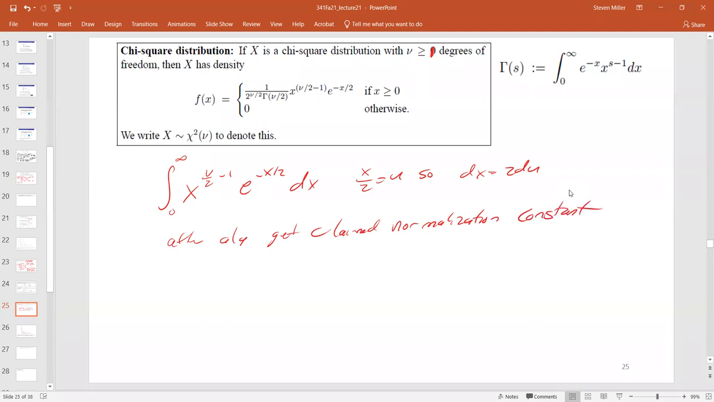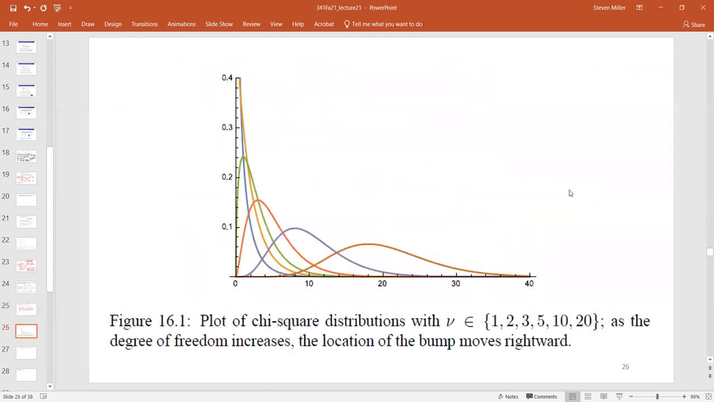But the main idea is, when you look at this, you should see that it really looks a lot like a gamma function when I integrate. The only difference is I have an e to the negative x halves, and I want to have an e to the negative x. So I just have to change variables to get rid of the one half factor. Not a big deal. All right, so we now have a chi-square distribution.